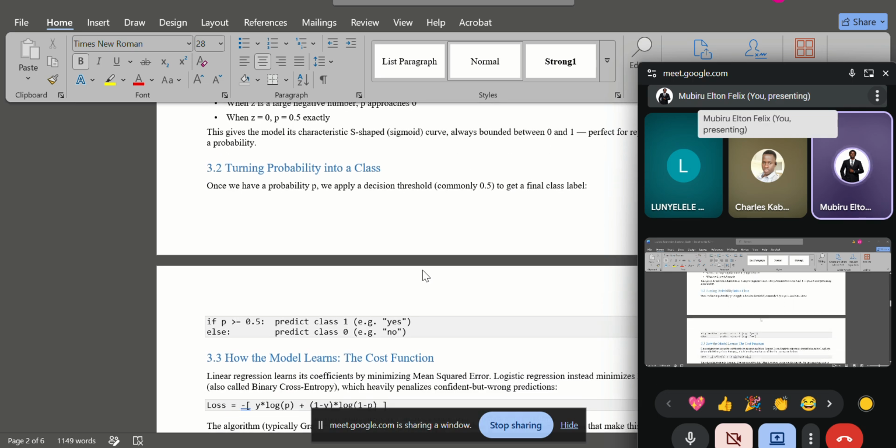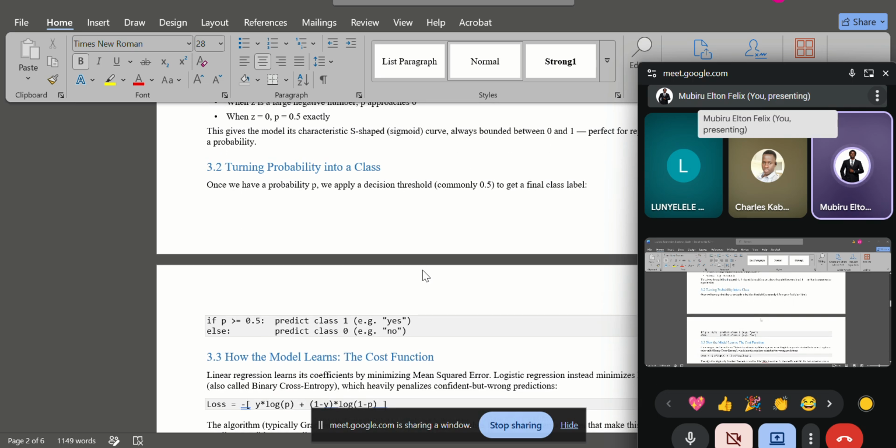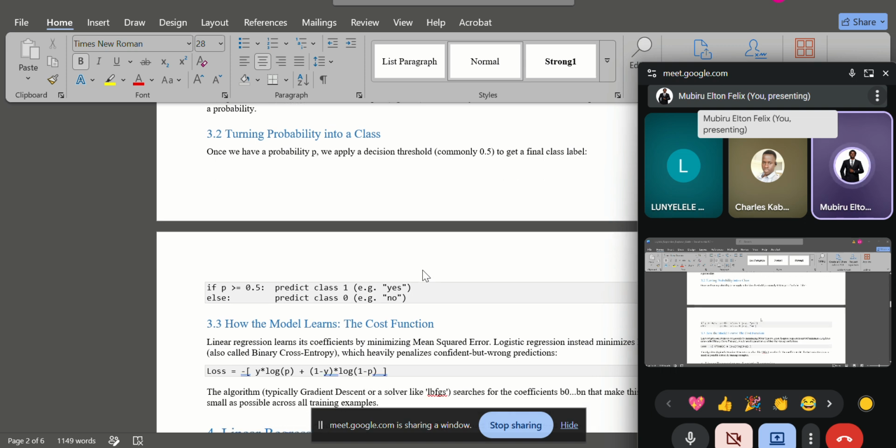So how do we turn a probability into a class? I've gotten the probability from the sigmoid function, and now we need to know the class. Like I said here, if P is greater than 0.5, then predict class 1, yes, otherwise 0. So the classes are yes or no, depending on the probabilities you're given. The 0.5 can change; it can be if P is greater than 0.7. It depends on the hypothesis you're trying to test.